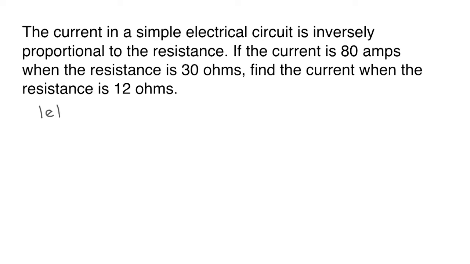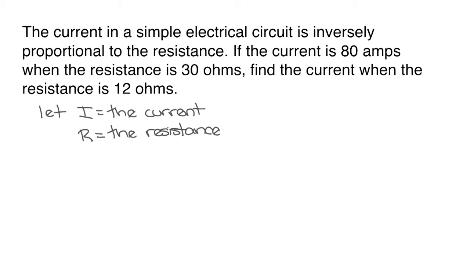We'll first define our variables. We'll let I be the current, and we'll let R represent the resistance. We're told that the current is inversely proportional to the resistance, and so we know that I is equal to K over R, where K is the constant of variation.